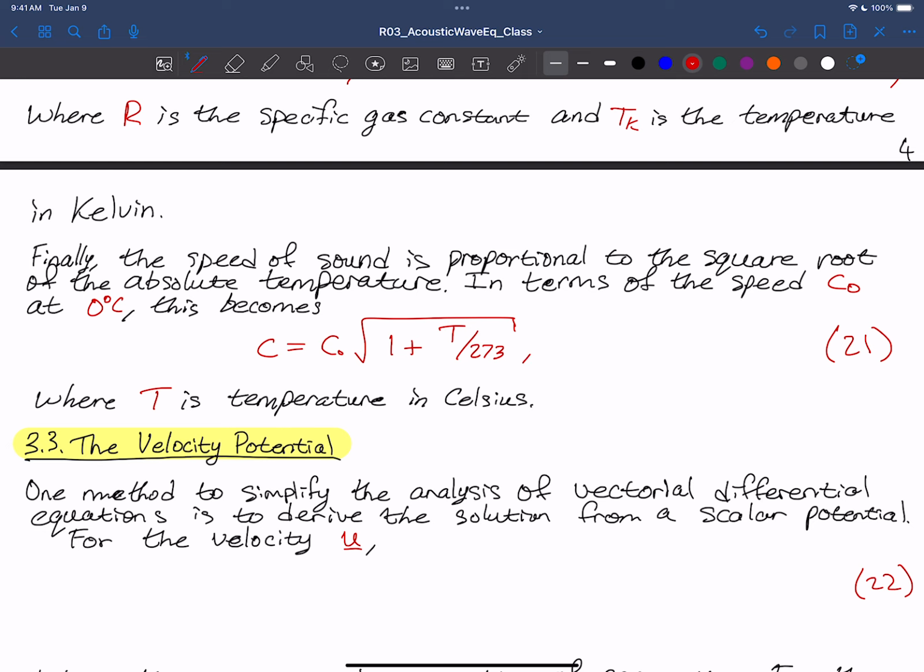Okay, that concludes this video and the series of lectures on deriving the linear acoustic wave equation. In the next week, you will then start to watch videos on the velocity potential, as well as plane sound waves, and then also standing waves as well.